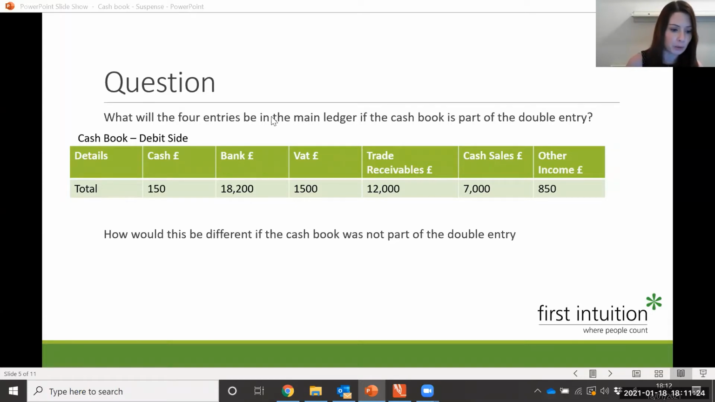Now, Madalena and I can't remember who else, I think it was Fiona, had said about the bank and the cash. Now, if it is part of the double entry bookkeeping system, we don't need to allow for them because that's already been done. However, if this cash book was not part of the double entry, then we would also need the cash and the bank column.